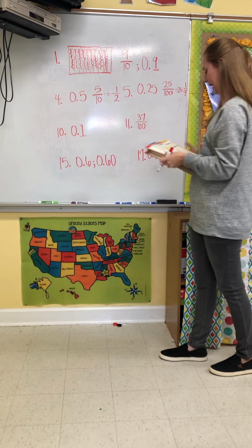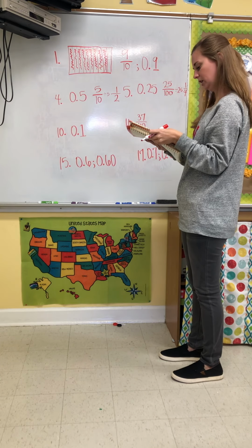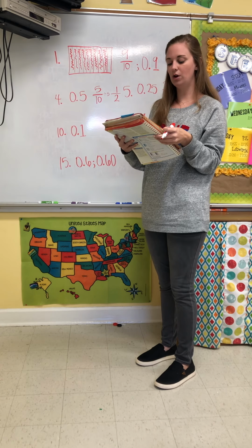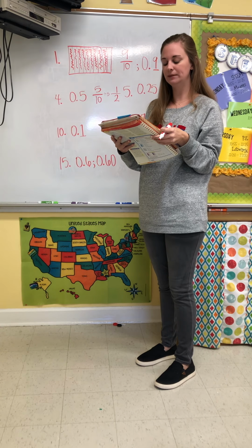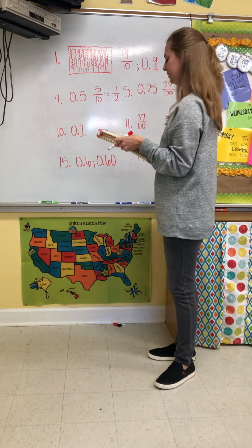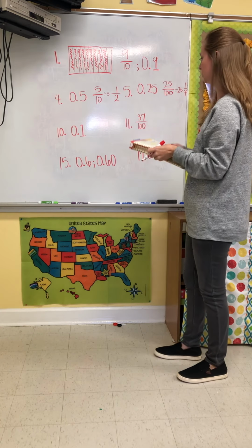Okay, let's look at number 10. The first part of the directions says use grid paper to model each. I don't want you to do that. I just want you to focus on the next set of directions, which says then write each as a decimal or a fraction. That's the only direction I want you to do for 10 through 14.